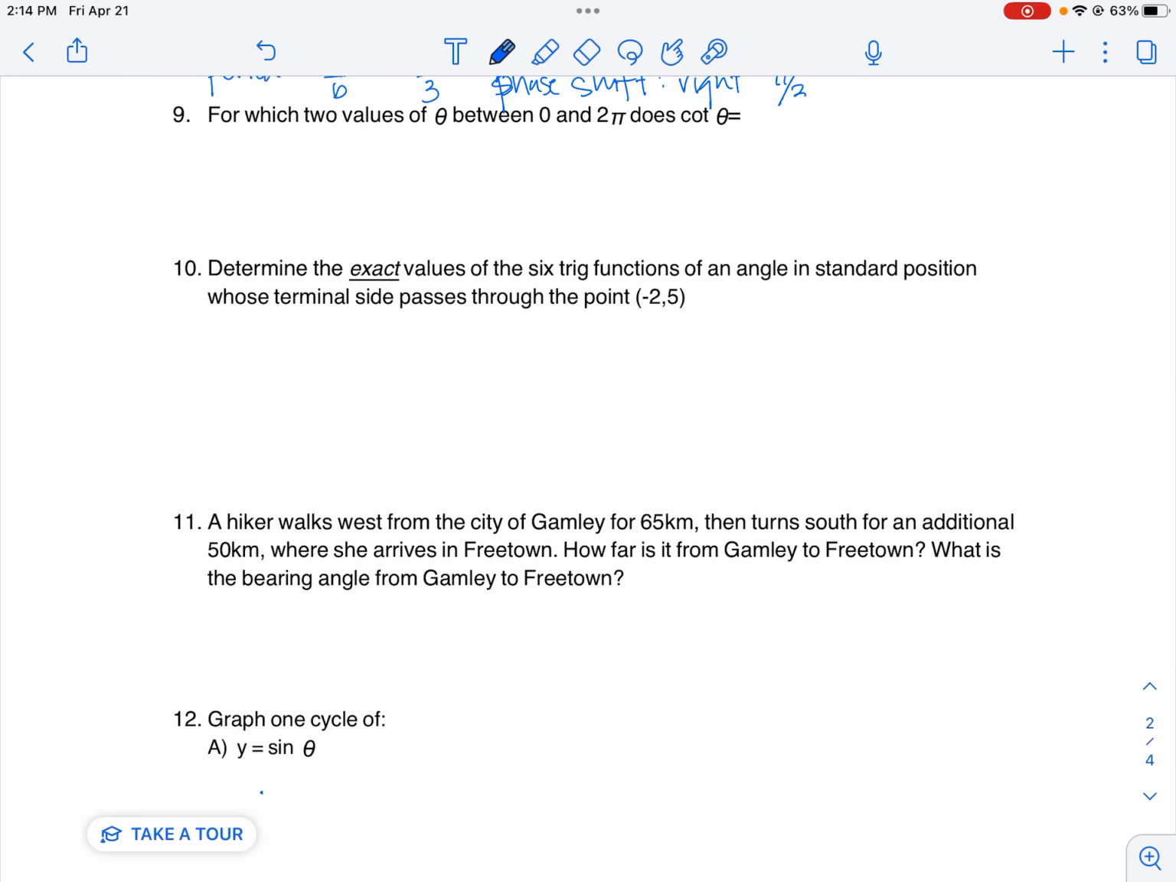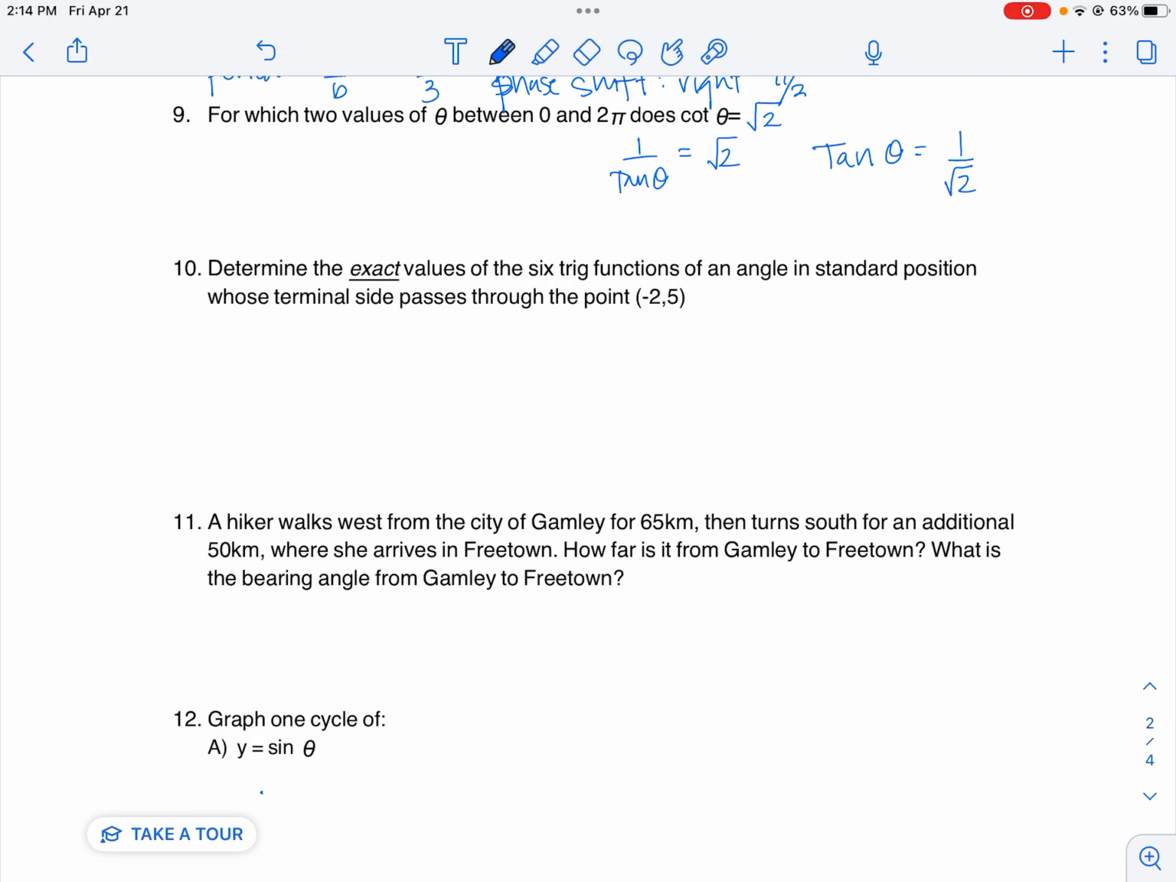For which two values of theta between 0 and 2 pi does cotangent equal, I don't know if that printed on your sheet, but it should say the square root of 2. Cotangent, remember, is going to be 1 over the tangent of theta. So what I'm asking you here is, where is 1 over a tangent of theta equal to the square root of 2? Well, hopefully you can see that that would mean I'm asking you where the tangent of theta is equal to 1 over the square root of 2, because if I take the reciprocals on both sides, then tangent of theta is equal to 1 over the square root of 2.